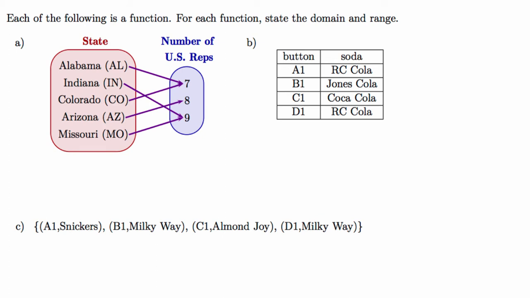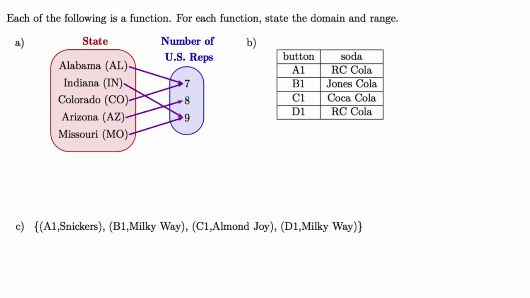In part A, we have a function that connects some states with the number of US representatives for that particular state. So the graph tells us that Alabama is paired with 7, Indiana is paired with 9, Colorado is paired with 7, Arizona is paired with 8, and Missouri is paired with 9.